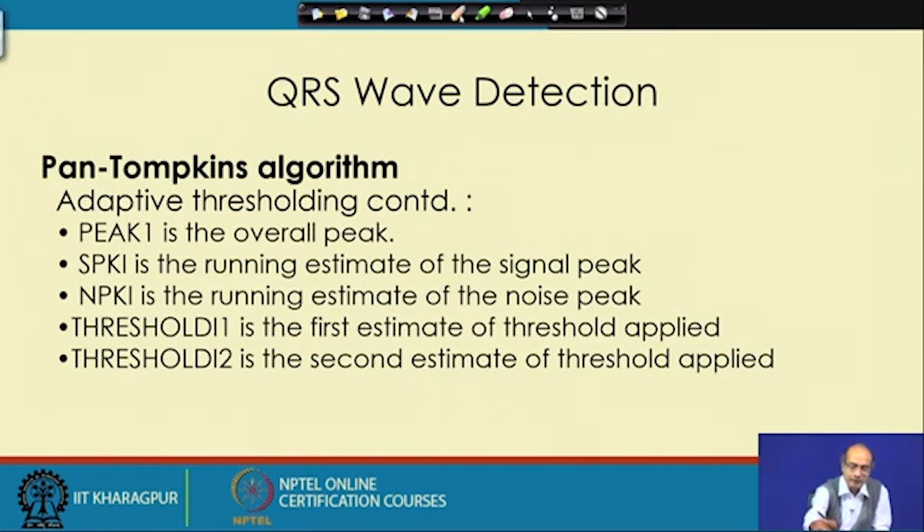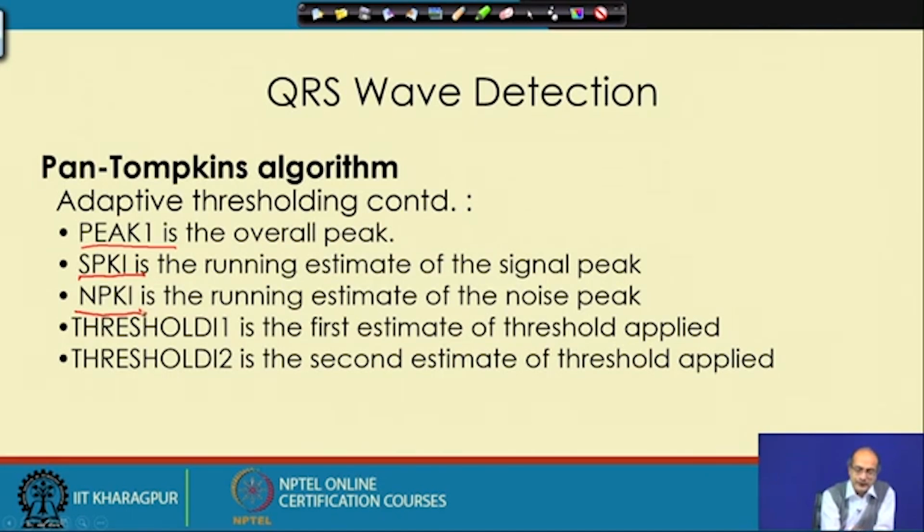We have peak 1, that is the overall peak. Whenever we get one peak that is above the threshold, the peak of it is taken as PK1, peak 1. Then there are some more steps to find out whether it is a signal peak or a noise peak. If it is a signal peak, then that peak is used to update the running estimate of the signal peak. If it is a noise peak, then it is used to update the running estimate of the noise peak.